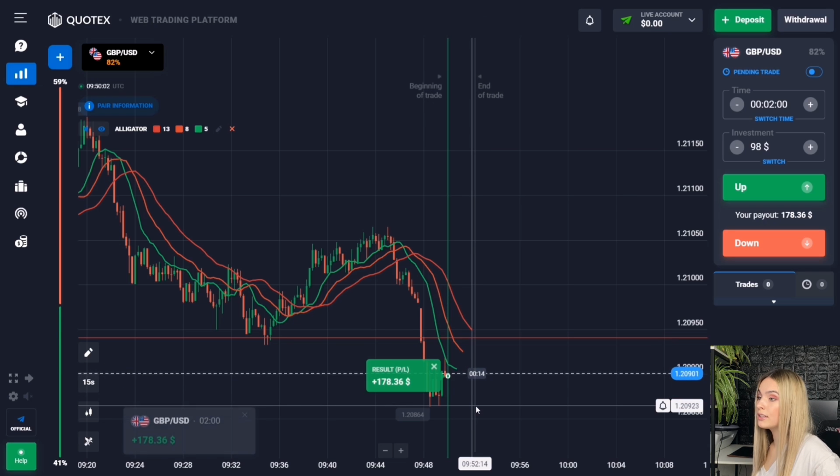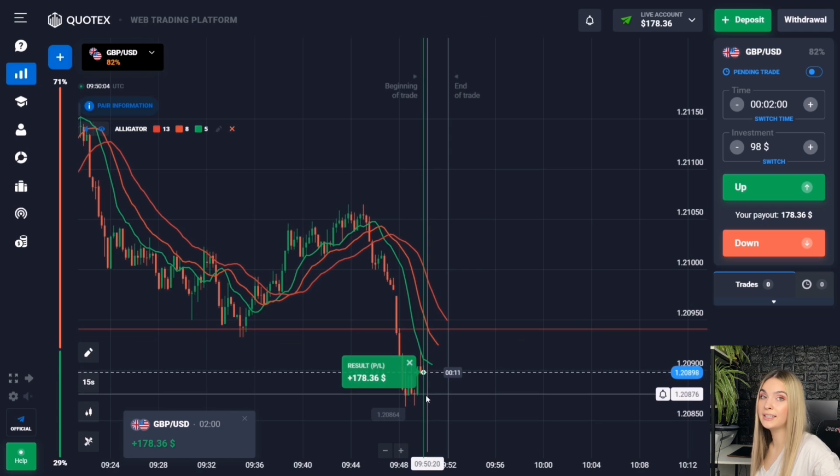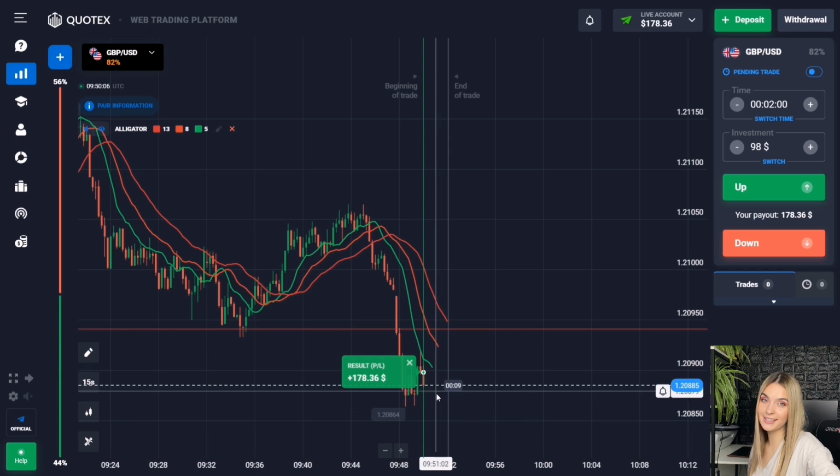It's not bad at all. The level has been broken and we get a really nice confident profit. Not a bad start, guys. Let's continue.